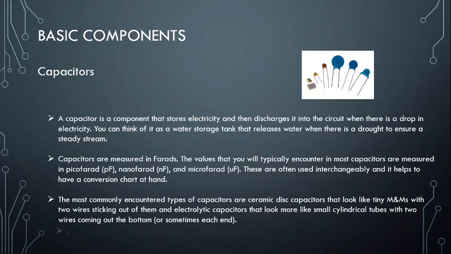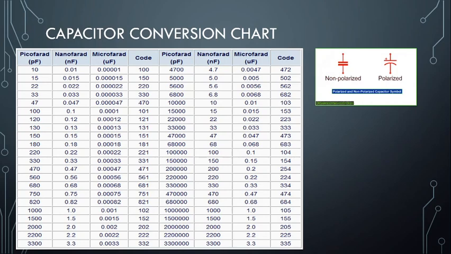Capacitors are measured in farads. The values that you will typically encounter in most capacitors are measured in picofarad, nanofarad, and microfarad. These are often used interchangeably and it helps to have a conversion chart at hand. You can see this conversion chart in the first image.